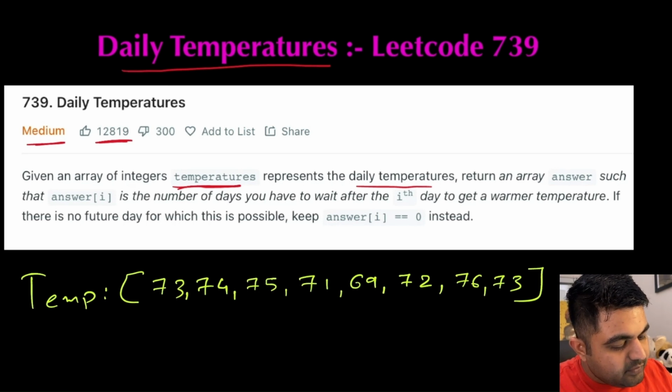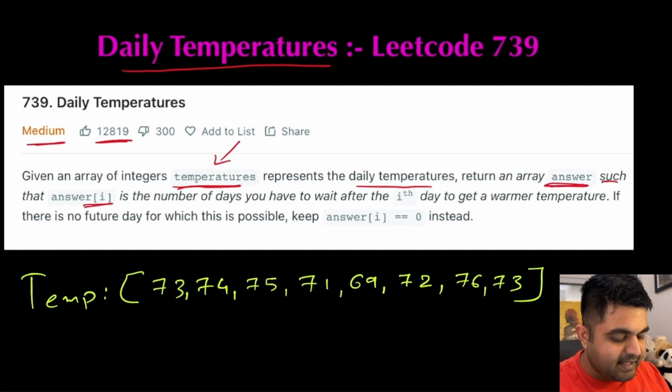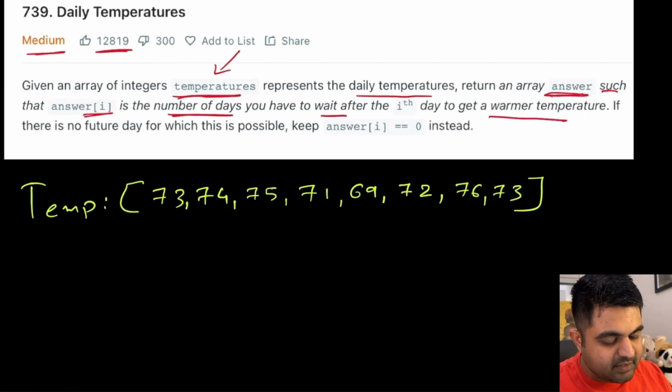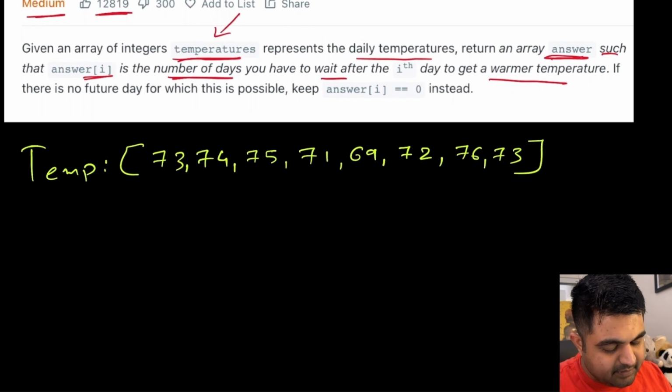Now we need to return a new answer array from this given temperature array such that any particular item in that answer array should define how many days you have to wait in order to get a warmer temperature compared to that particular day's temperature. So let's try to understand this with an example. Suppose this is the temperatures array we are given.